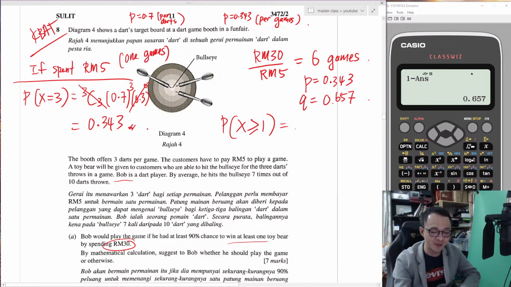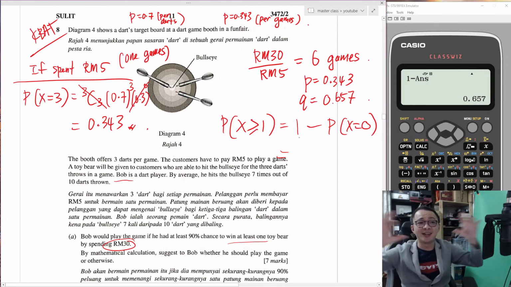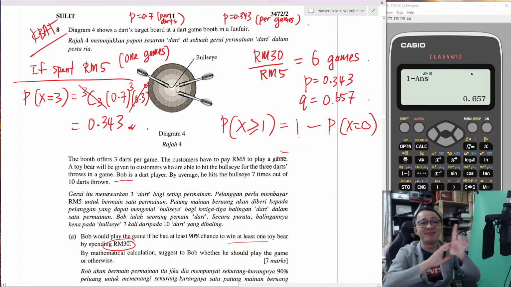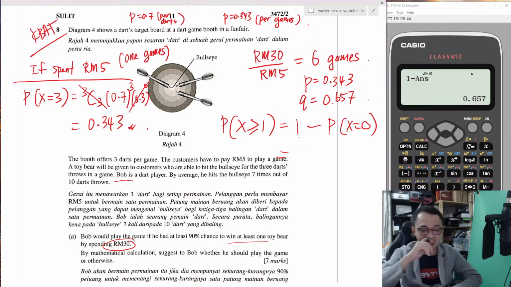So what we want to do is we will use 1 minus the probability we do not want, which is x equals 0. Okay, because when I add x equals 0, 1, 2, 3, 4, 5, 6 all together, I will get 1. So if I use 1 minus 0, I'm getting the probability for 1, 2, 3, 4, 5, 6. Okay, I hope you get the idea.